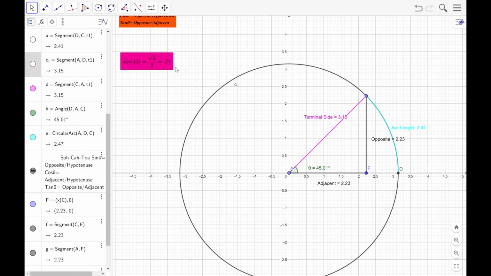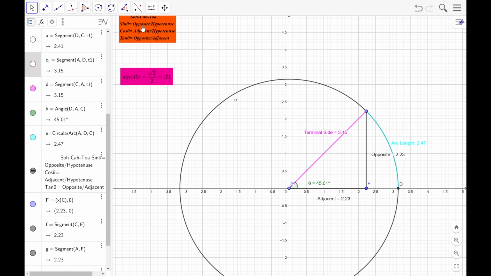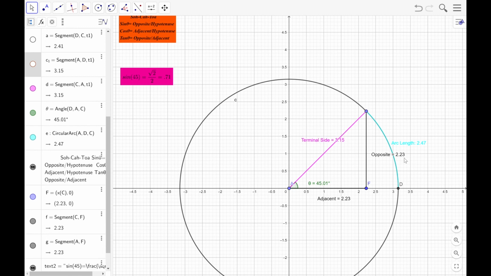And then what I want you to do is this. Let's go back to sine. It says opposite over hypotenuse. The opposite side is this side. I want you to take the length of this side, which is 2.23, and divide it by the length of the hypotenuse, or the longest side of this triangle, which happens to be the radius. So take 2.23 and divide it by 3.15 and tell me what you get. You should get approximately 0.71. So this is the connection between a circle, its radius, the angle, and our trig functions. This is where it all comes from.